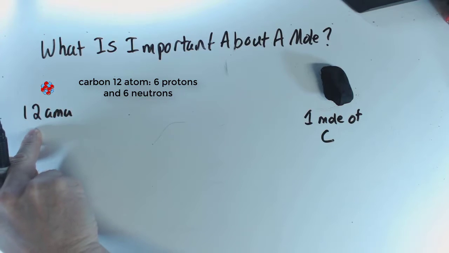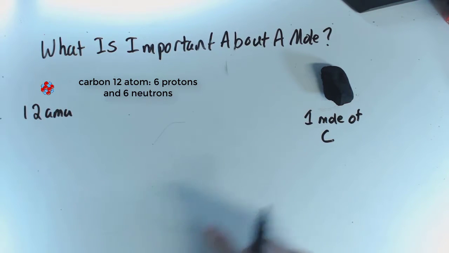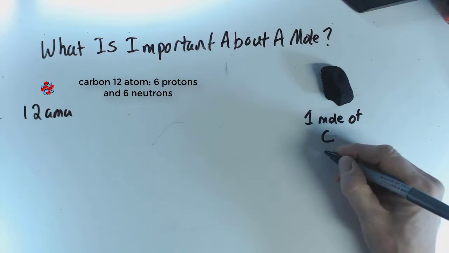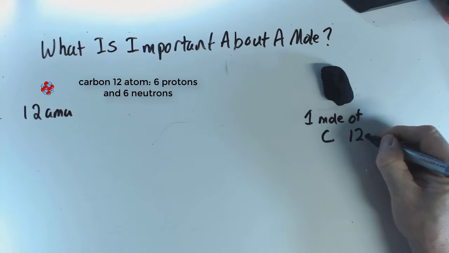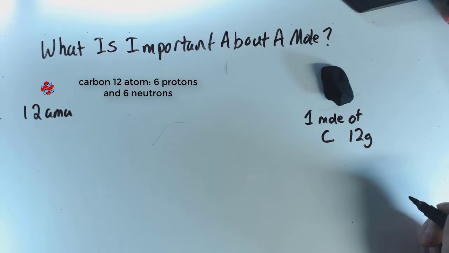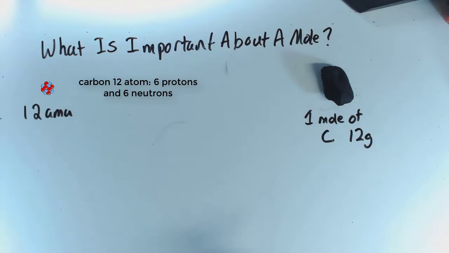This 1 atom of carbon weighs 12 atomic mass units. This 1 mole of carbon weighs 12 grams. Notice what's special about the mole here. So let's try something else.